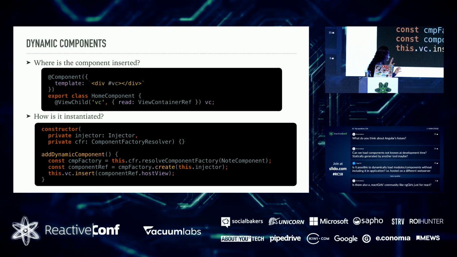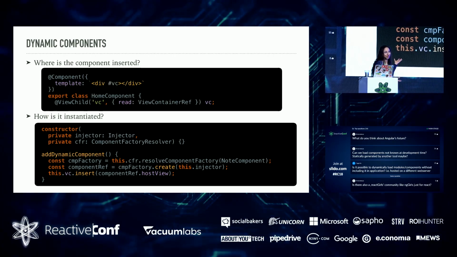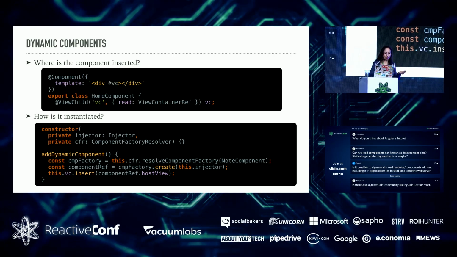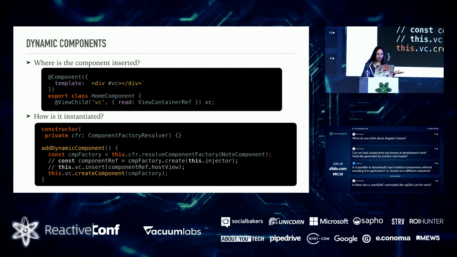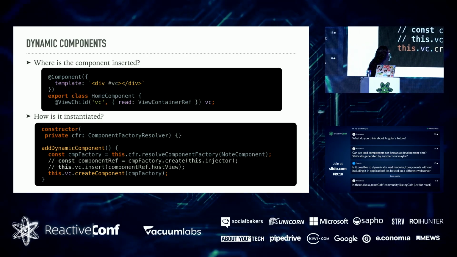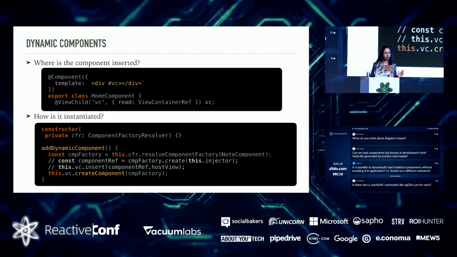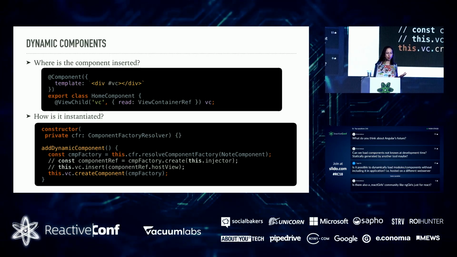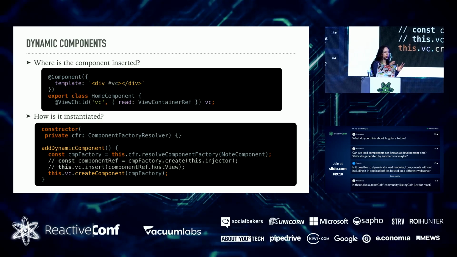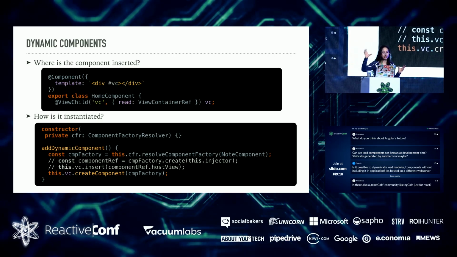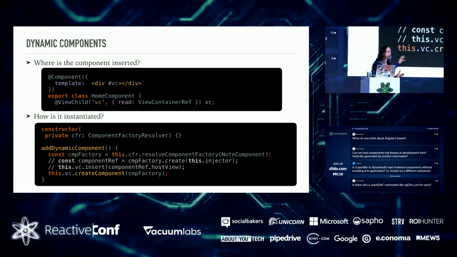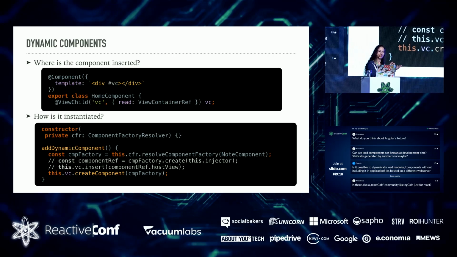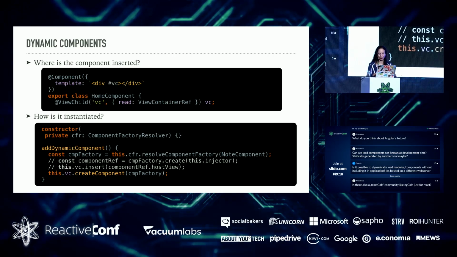Now, this is actually the long version, which is, like you see, not very long at all. You can actually even minimize it to just two lines of code. You still need to resolve the component factory, and the ViewChild container already has a method, createComponent, that attaches it to the injector, and voila, you have your component generated there.